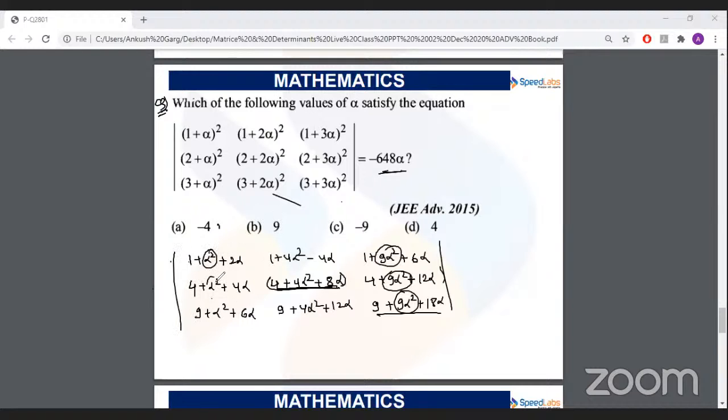Here you have alpha square, alpha square, alpha square. Here you have 4 alpha square, 4 alpha square, 4 alpha square, 9 alpha square, 9 alpha square, 9 alpha square; 1, 4, 9, 1, 4, 9, right? Similar elements: 2 alpha, 4 alpha, 6 alpha, then 4 alpha, 8 alpha, 12 alpha, 6 alpha, 12 alpha, 18 alpha. In proportion, these numbers are the same.